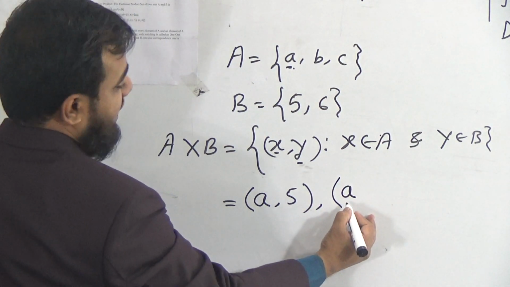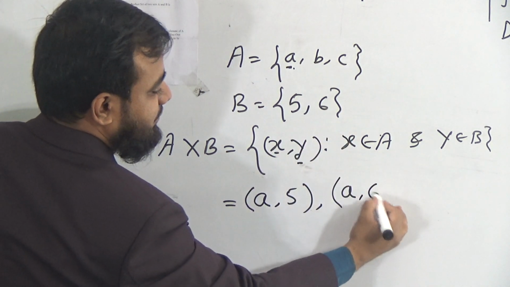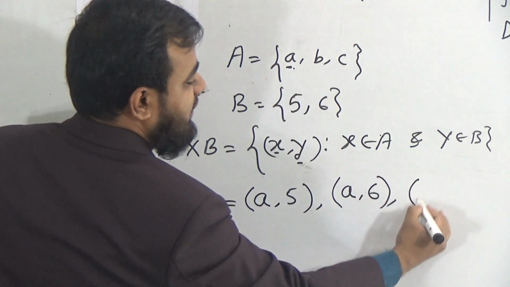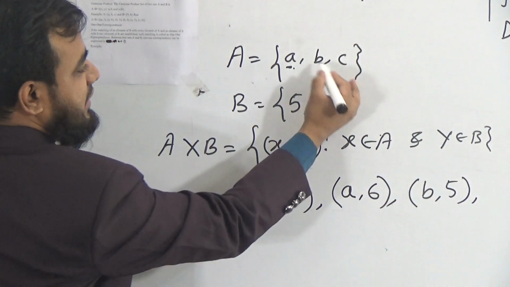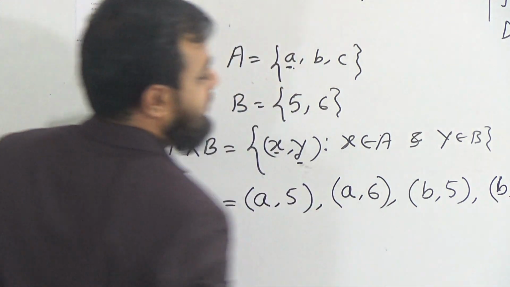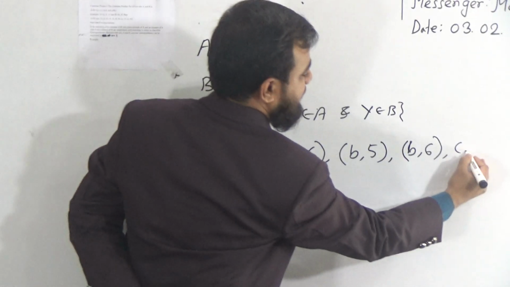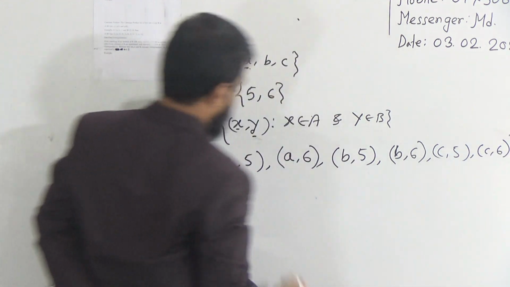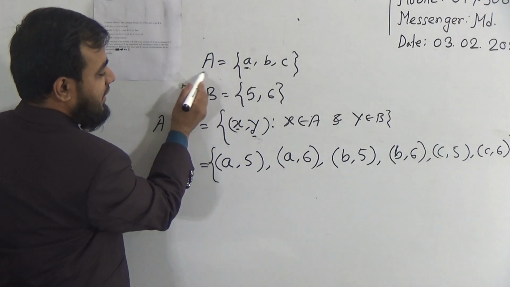The first element will be A again, and the second element will be Y, that means 6. So A is done. Then we have the element B, and we have 5 again. Then we have B and 6. The other pairs are C5 and C6. Now we have written down all the pairs of the sets A and B.